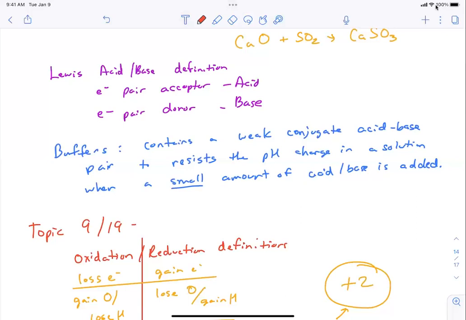So the buffer's pH is based on what part is weak, not the salt or the strong base or the strong acid. It's the weak part. If you have a weak acid and a strong base, it's an acidic buffer. If it's a weak base and a strong acid, it's a basic buffer.